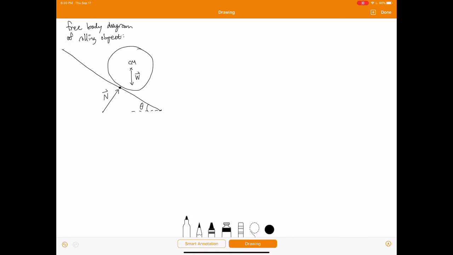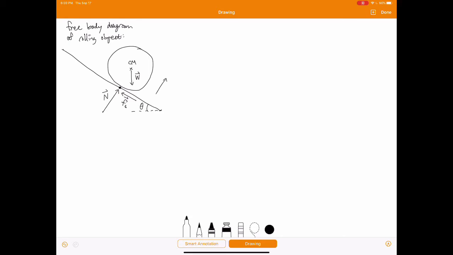Now we also have a static friction force, which is going to point up the ramp. Remember, we need static friction if the object is going to roll without slipping, because if that were not there, then the object wouldn't even roll in the first place. It would just slide down the ramp without spinning. So you need a static friction force going up the ramp to account for the fact that it's actually rotating.